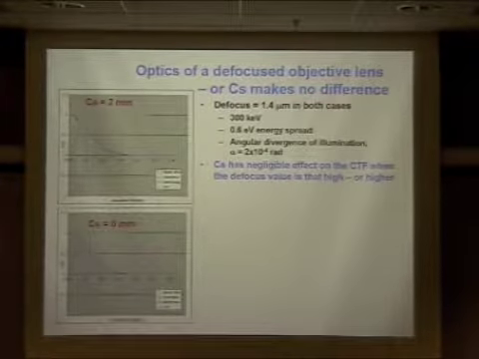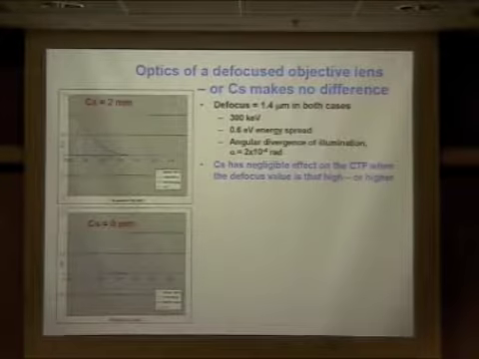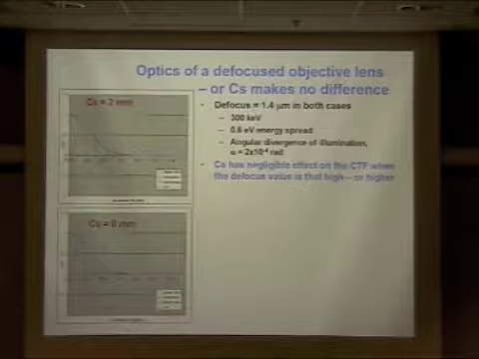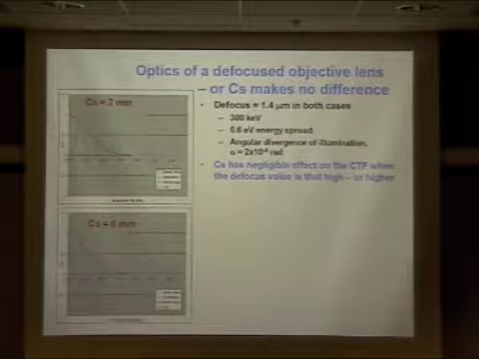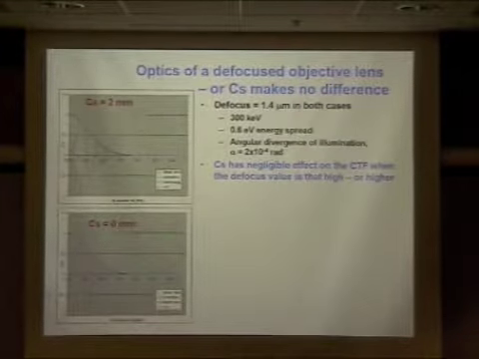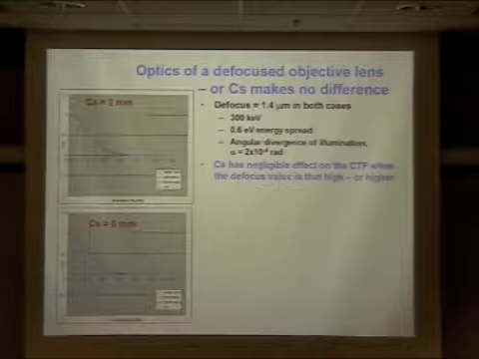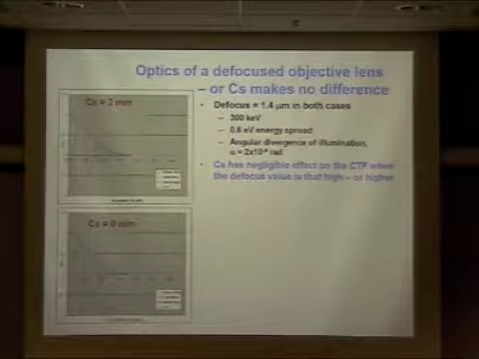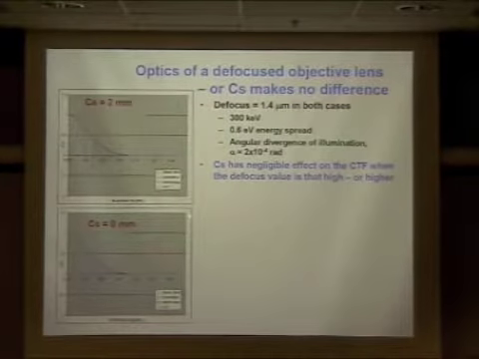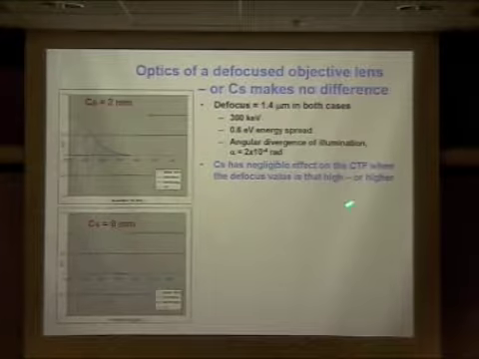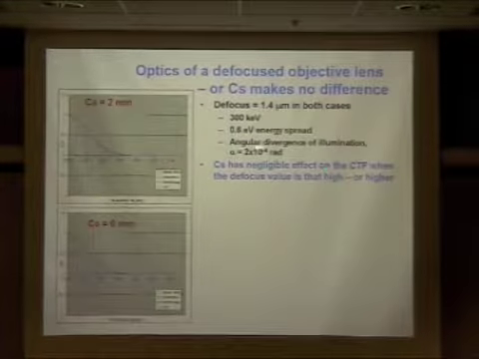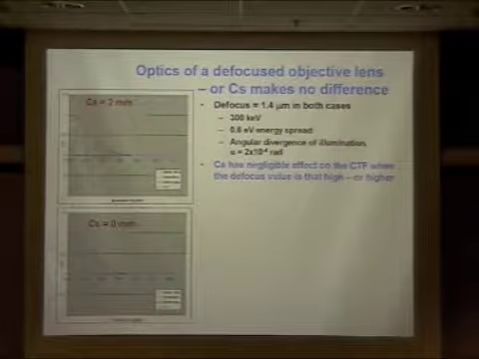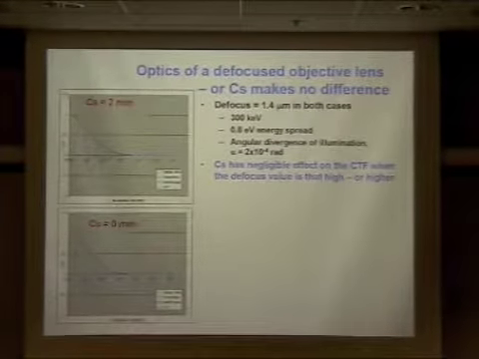So I think the envelope is even worse. It's not any better. No, the envelope is worse. I think that's the difference. I don't think so. But you will look at it for sure on your software. I looked at it a bit and decided I can't see the difference. All right, so close enough for government work, as I said. CS has a negligible effect on the CTF when the defocus is this high or even higher.